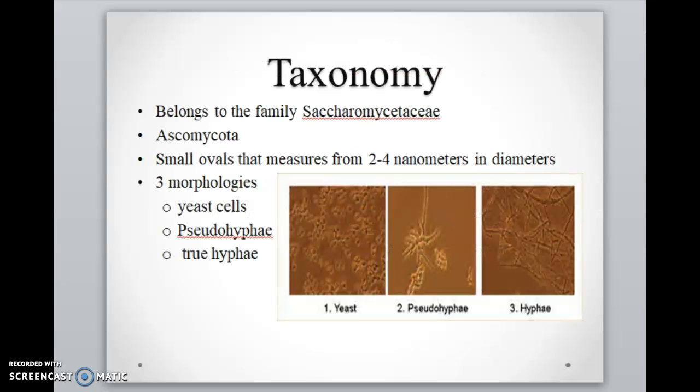So Candida albicans is a fungus that belongs in the family Saccharomycetaceae. It is an Ascomycota, which is the largest phylum of fungi. This organism is a small oval cell that measures from 2 to 4 nanometers in diameter. And then it has 3 morphologies. The yeast cell stage, which is the first picture right here, and then the pseudo-hyphae, which is the second one, and then the true hyphae form. The second picture, you could already see that it's forming a germ tube.